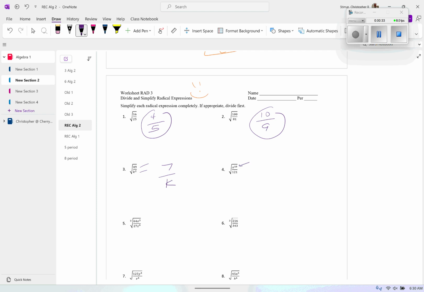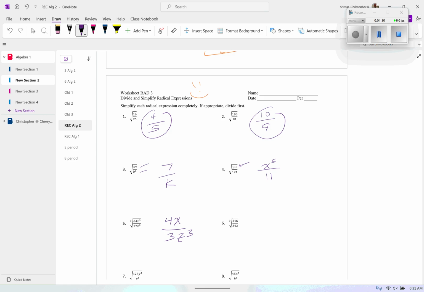This is a perfect square because that's even, so 2 goes into 10 5 times, and square root of 121 is 11. Now we're into third roots, and these are both perfect third roots. 4 times 4 times 4 is 64, so the third root of 64 is 4. Third root of x to the third, 3 goes into 3 once, so that's x on top. On bottom, third root of 27 is 3. 3 goes into 9 3 times. There's your answer.